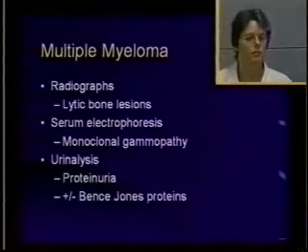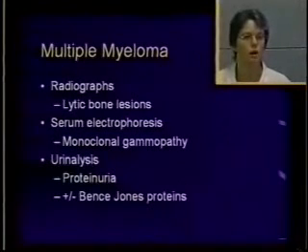Serum electrophoresis will often show a monoclonal gammopathy, and this is almost pathognomonic for multiple myeloma. There are a few other diseases, both infectious and cancerous, such as lymphoma, fungal infections, or ehrlichia, that can also cause a monoclonal gammopathy. But if you have a monoclonal gammopathy in conjunction with these lytic bone lesions, in conjunction with some of the other clinical signs, this, again, should raise your index of suspicion.